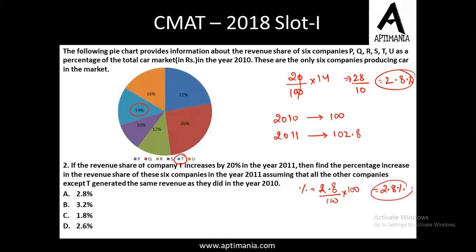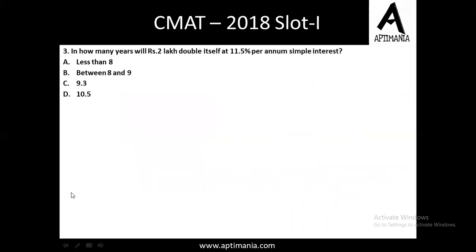So for question number 2, the correct answer is option A, that's 2.8%. Let's go ahead to the next question. Question number 3 is on the screen. It's a question from SICI. So let's try to figure it out.